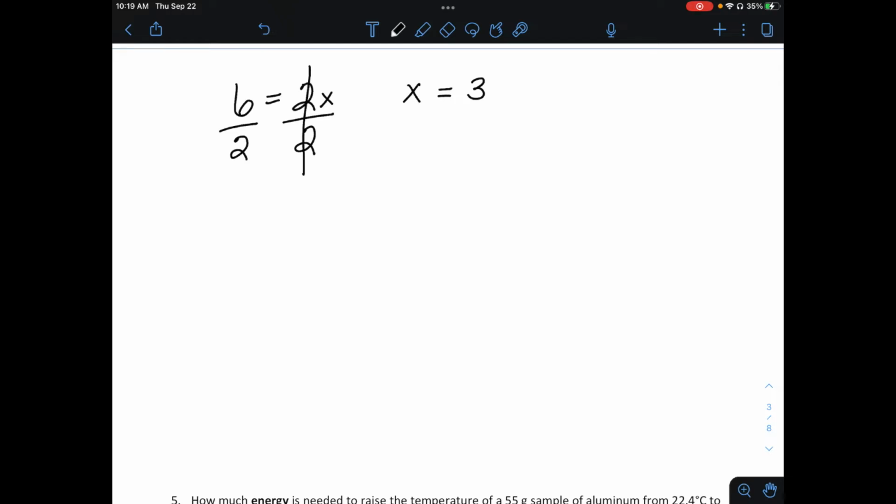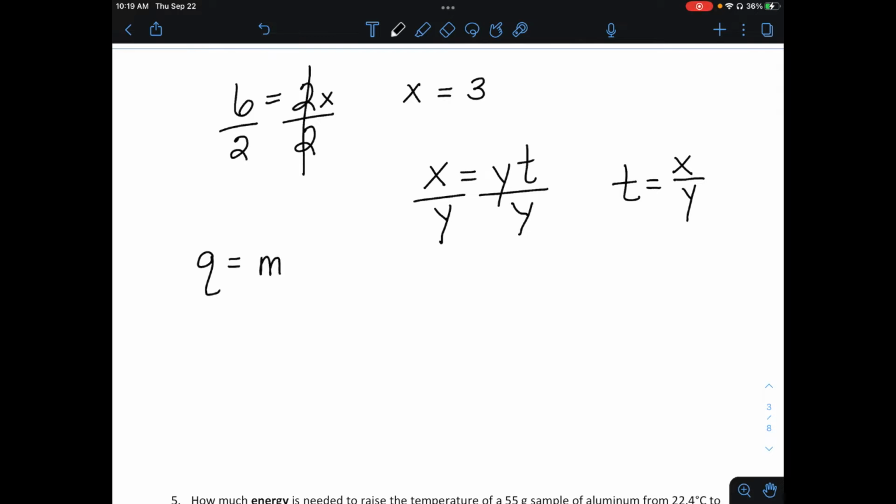When we start using letters in chemistry, it doesn't get much more complicated than that. For example, if you have x equals yt, and someone says you've got to solve for t, you can do the same thing. Divide this side by y, divide this side by y, and you'll get t equals x over y. So in our problem that we're looking at, we have Q, which stands for heat, equals m for mass, c for specific heat, and delta T, which means change in temperature.